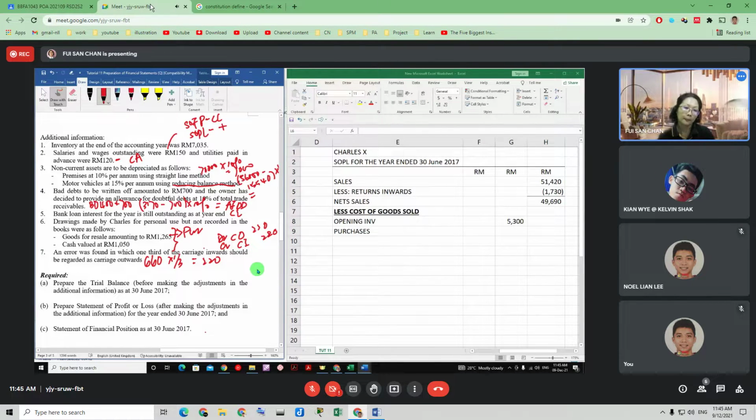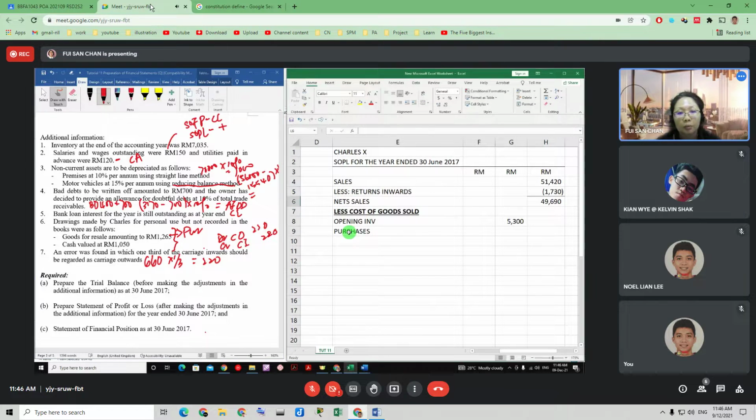Kelvin, can you understand? Okay, both carriage inward and carriage outward are expenses. Just that we debited the wrong account. This 220, instead of carriage outward, we debited to carriage inward. So we need to minus from carriage inward, that's why we credit carriage inward 220. We make the adjustment now. This 220 should belong to carriage outwards, so we debit carriage outward and credit carriage inward. Okay? All right. So that's done.